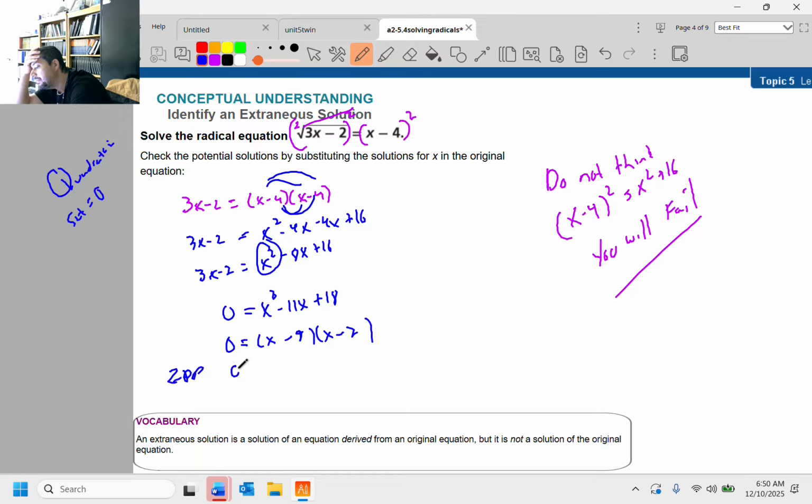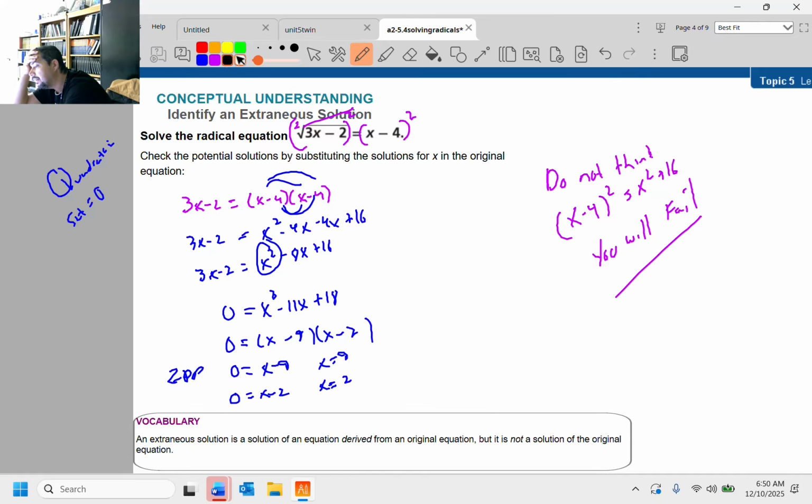If you don't know what ZPP is, you ain't been paying no attention. 0 is x minus 9, or 0 is x minus 2. So x is 9, or x is 2. Wow, that was easy. Now, let's check these answers, okay?